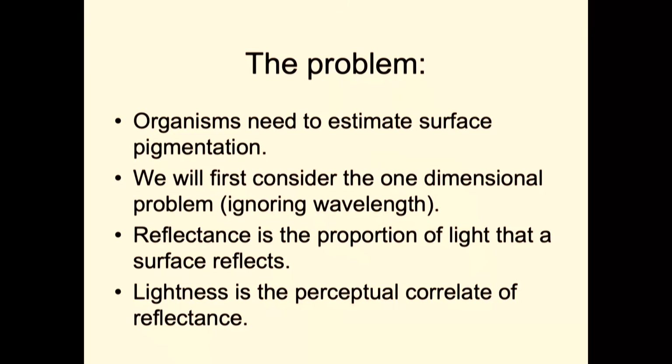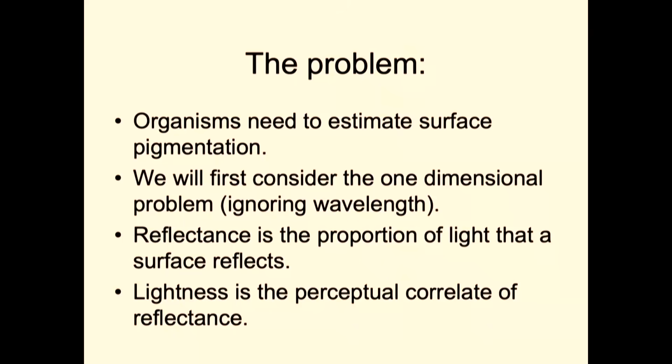Okay? So remember, the problem that we're talking about is that organisms need to estimate surface pigmentation. And the problem of lightness perception is like the one-dimensional version of estimating pigmentation. Right? So we're going to ignore effects of wavelength. So we'll talk about this quantity called reflectance that corresponds to the proportion of light that a surface reflects, and lightness is the perceptual correlate of reflectance.